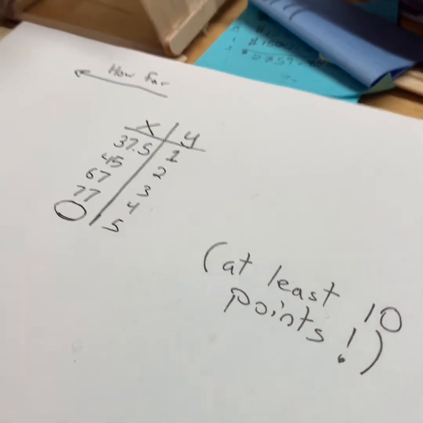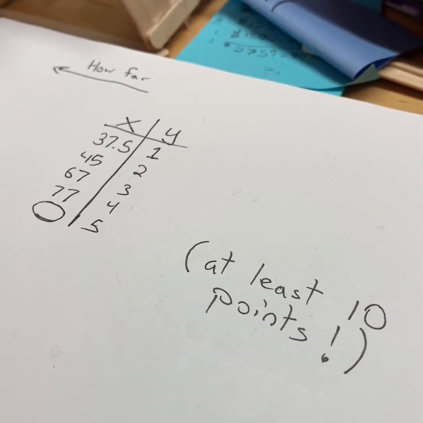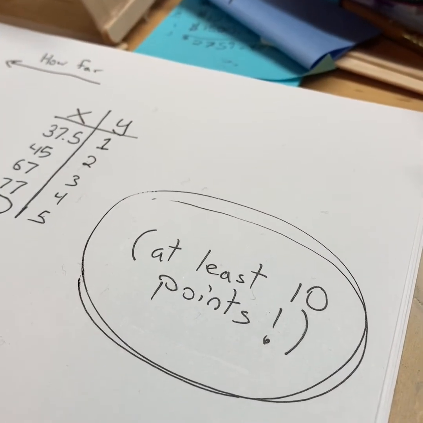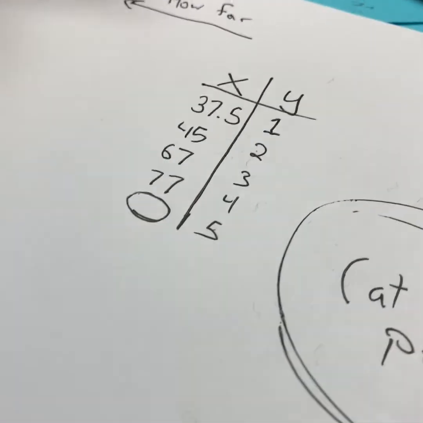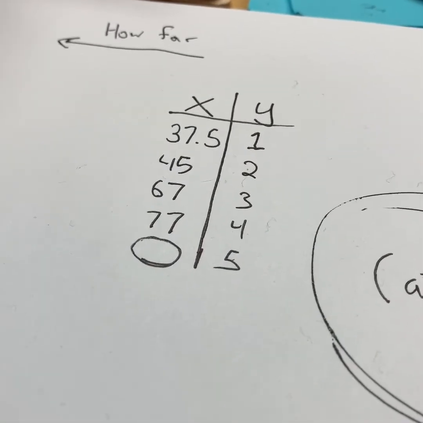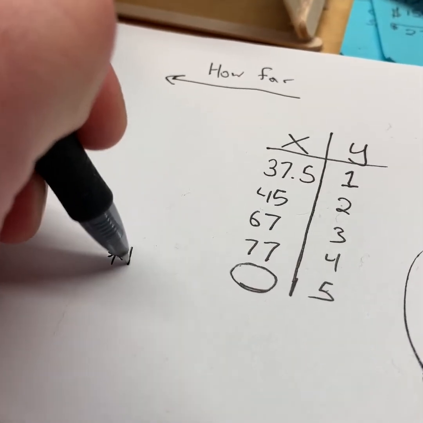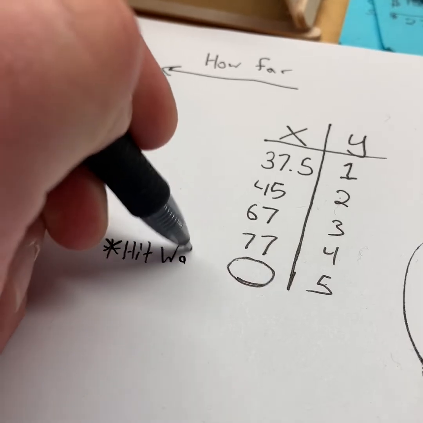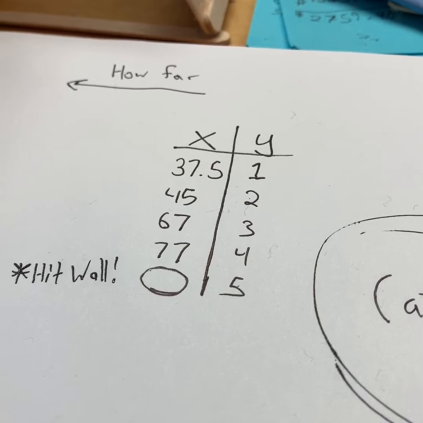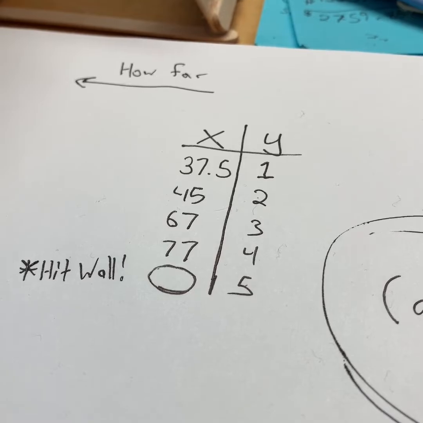And here's how. So, I have put here that you need at least 10 experimental data points. This is non-negotiable. You've got to have at least 10. Over here on my table, I can see that there's no way I can get 10. In fact, there's no way I can even get 5. I'm gonna make a note right here. Hit wall, wonk, wonk, okay? But what I can do is go back to my ramp and make smaller adjustments.